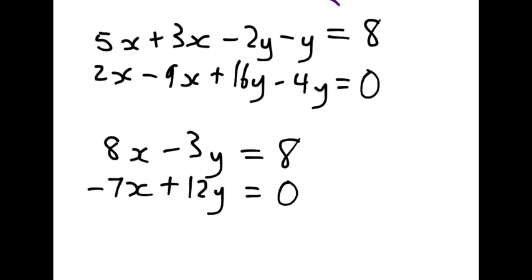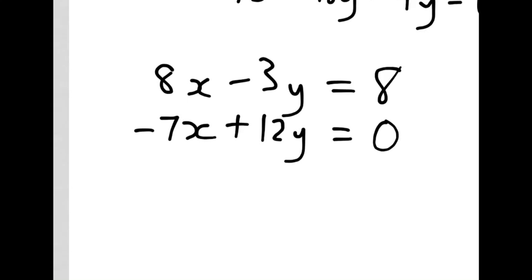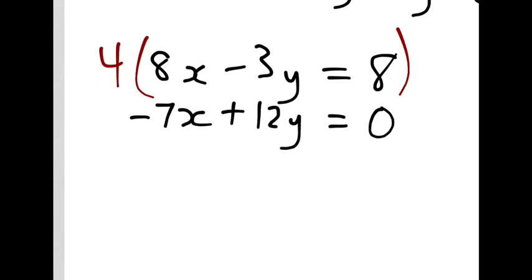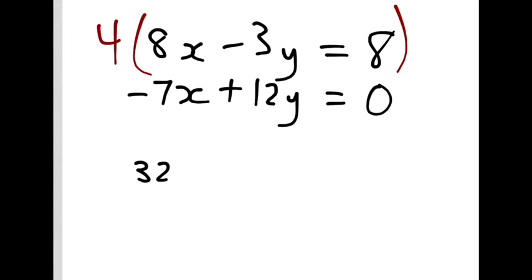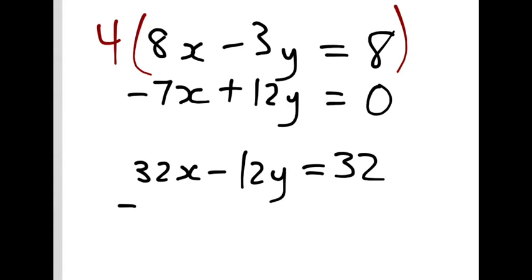Which variable do you want to eliminate? Y. Want to eliminate y. Okay. What do we need to do? Multiply the top by 4. Good. Multiply that top guy by 4 so that both of these coefficients are 12. So that gives 32x minus 12y equals 32. And the bottom equation stays the same.